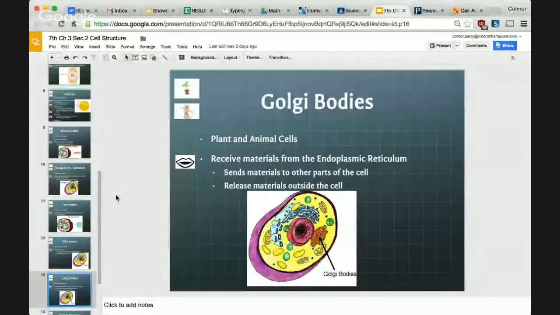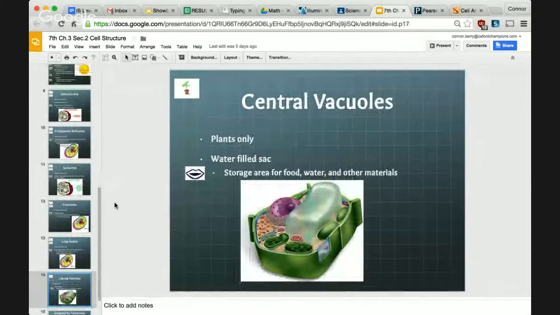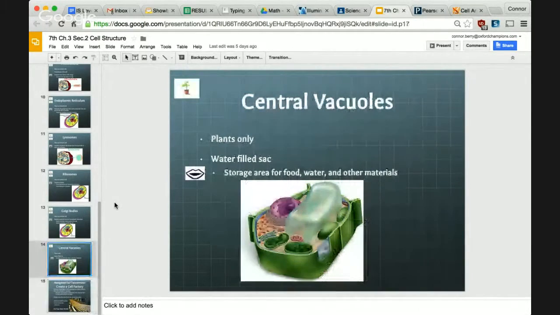Okay, so now let's go back and let's see what else, if anything, we still need to put into our cell. So we have our Golgi bodies, which now remove things outside of the cell. But we have the central vacuoles, and this is for plants only, right? So water-filled sacs. So if you're making a plant, you can go ahead and add this one in. But you might be wondering, how do I add this in?